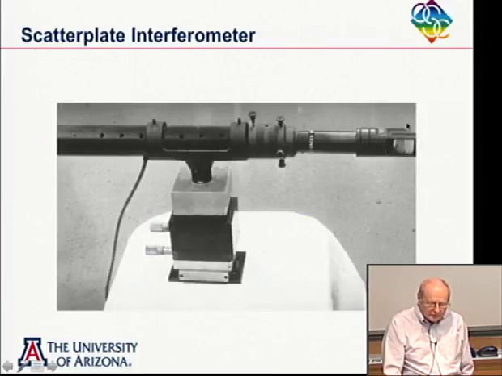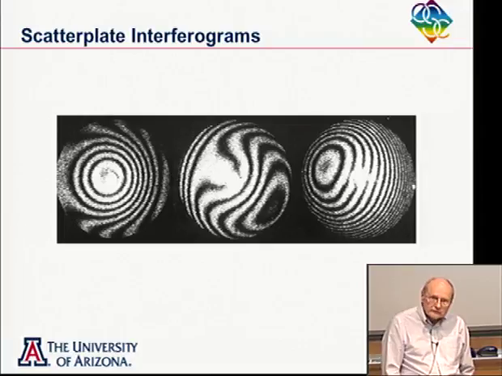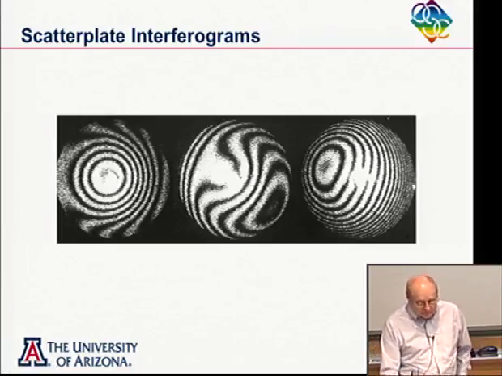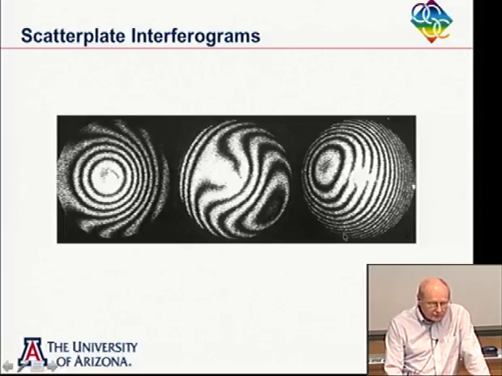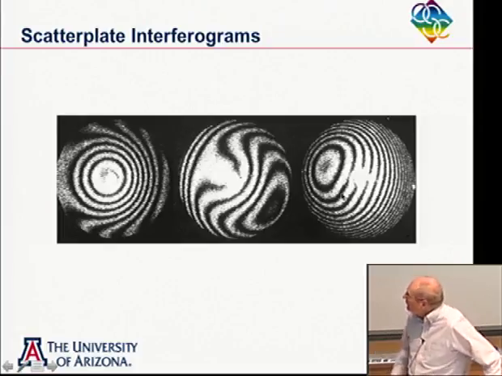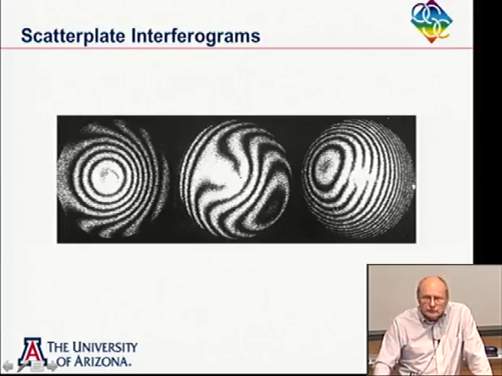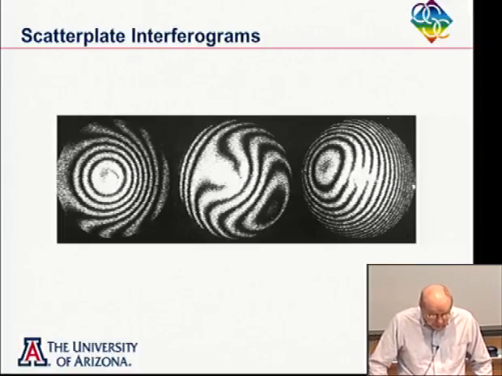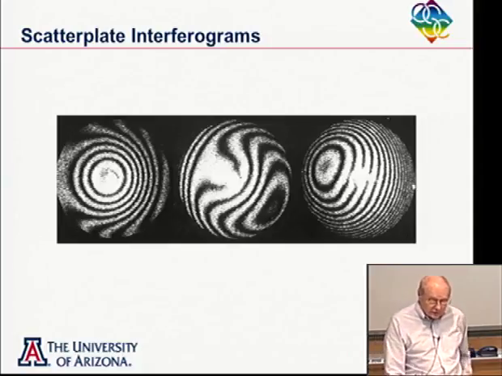And then behind here, we would either have a camera or an eye, and we would see interferograms like this. These are 3 scatterplate interferograms for testing the same mirror, a concave parabolic mirror. And first off, what do we see? Well, I don't know how well you can see from your seat, but you see some speckly pattern in here. And that's because we used a laser. If we used my flashlight or something like that, which I could use very easily, you wouldn't see the speckle. But because of the coherence of the laser light, you'll see a little speckle pattern.